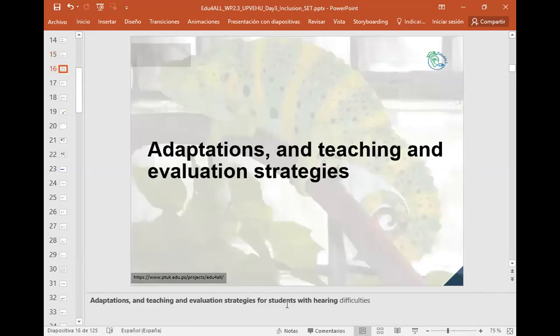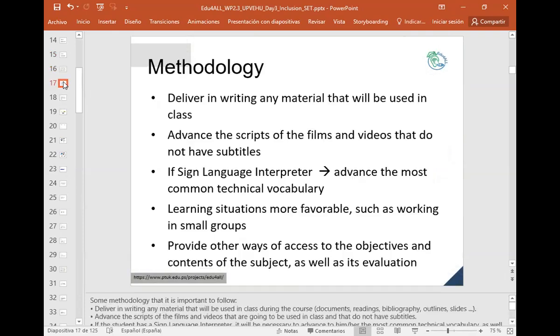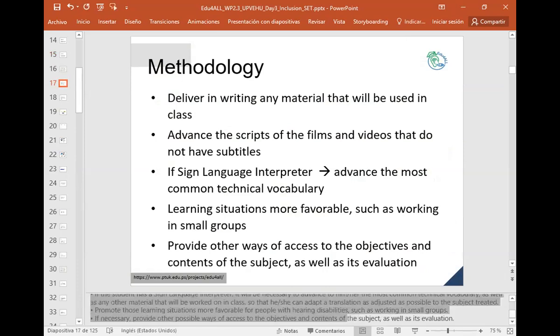Now we are going to see adaptations and teaching and evaluation strategies for students with hearing difficulties. Some methodology that it is important to follow.